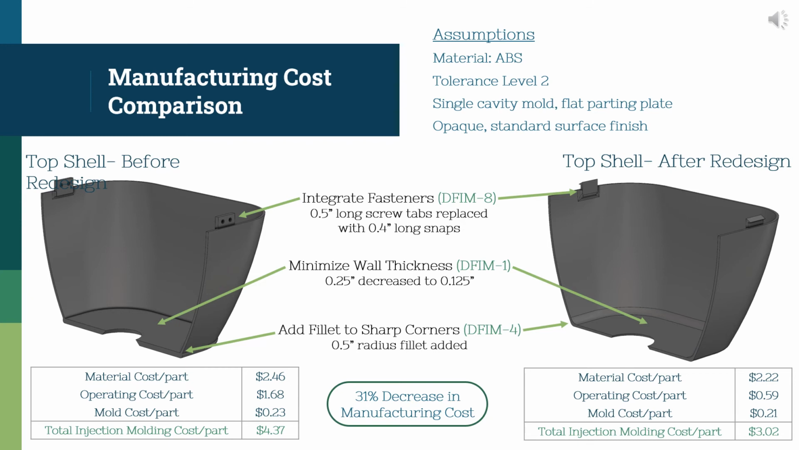To decrease this cost, and to aid in the ease of manual assembly, the screw tabs were integrated into the top shell as snap fasteners, allowing for a reduction in the number of side pulls. Additionally, the thickness of the topmost surface was halved, and a fillet was added to replace a hard edge. These changes decreased the amount of material required overall and severely decreased the cycle time, allowing for a 31% decrease in the manufacturing cost to only $3.02 per part.